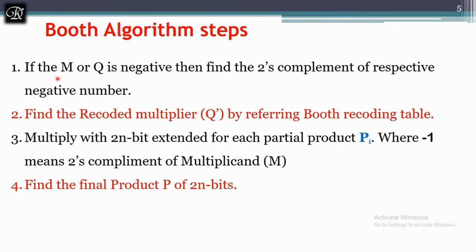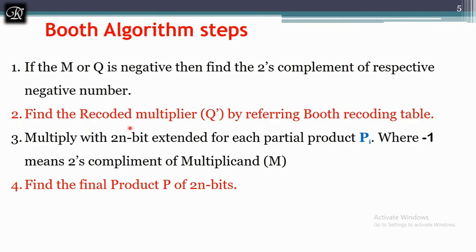First, we have to check whether M or Q, that is multiplicand or multiplier, is negative. Then find the 2's complement of the respective negative number. Why do we have to find the 2's complement? Because that is the negative version of the given number in a computer. That is how we are going to represent it. Once you find the binary version of them and check whether the numbers are negative, if they are negative, find the 2's complement. Otherwise, don't find the 2's complement.